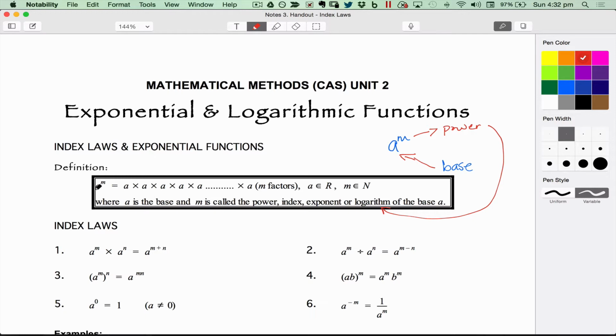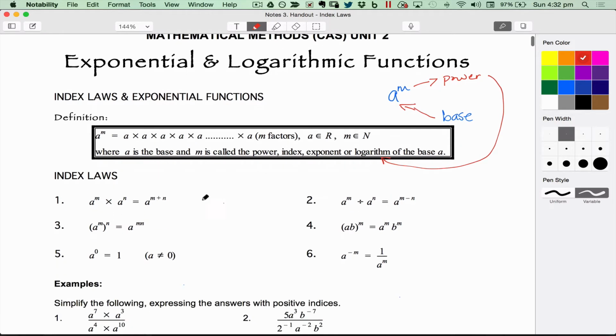The definition I've got here is a base to the power m means the base written out and multiplied as many times as you have the little m there. So if it's a to the power 2, then you've got 2 a's written out. If it's a to the power 100, you'll have 100 of these a's written out. A needs to be an element of the real numbers, and m needs to be an element of the natural numbers. Index laws, quick revision on those.